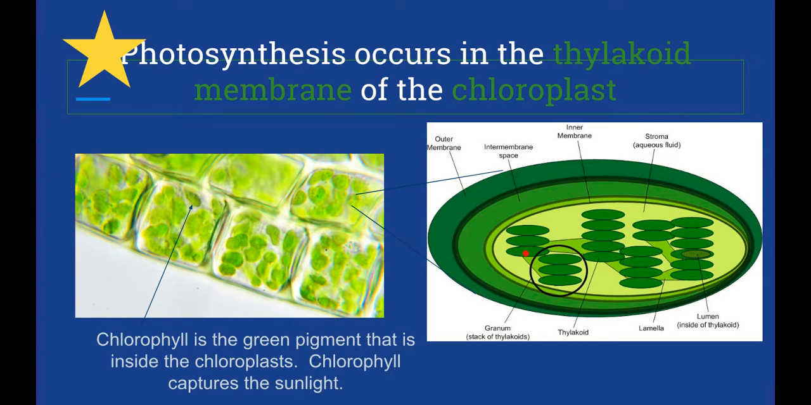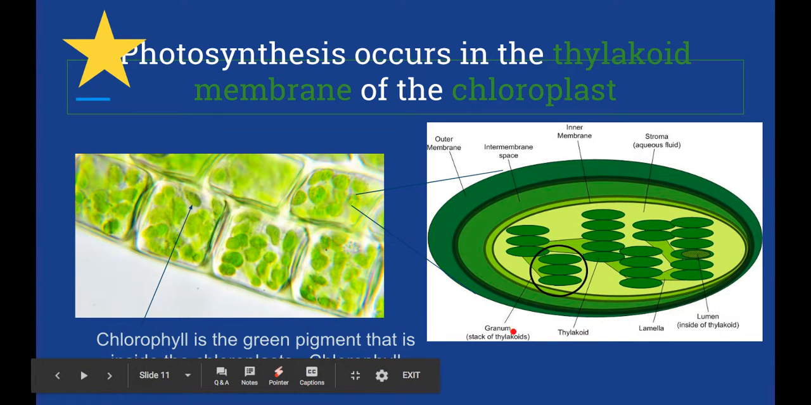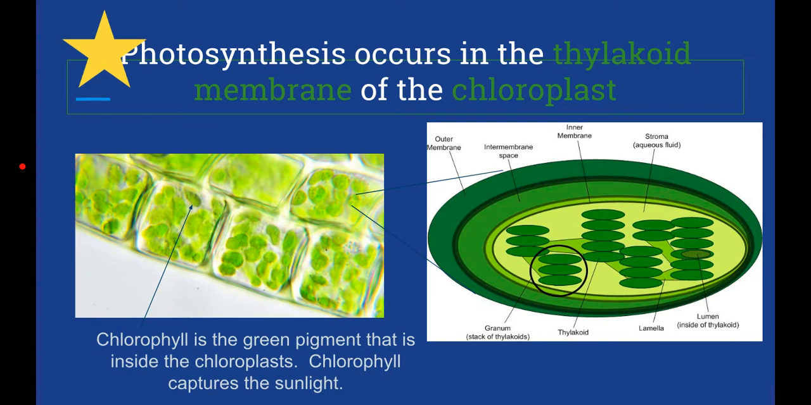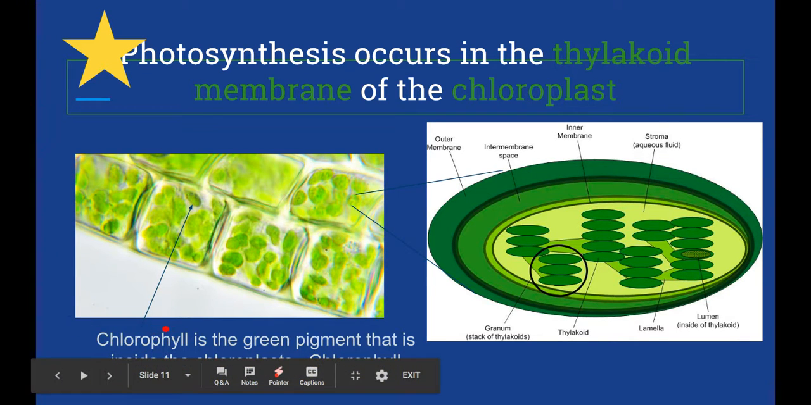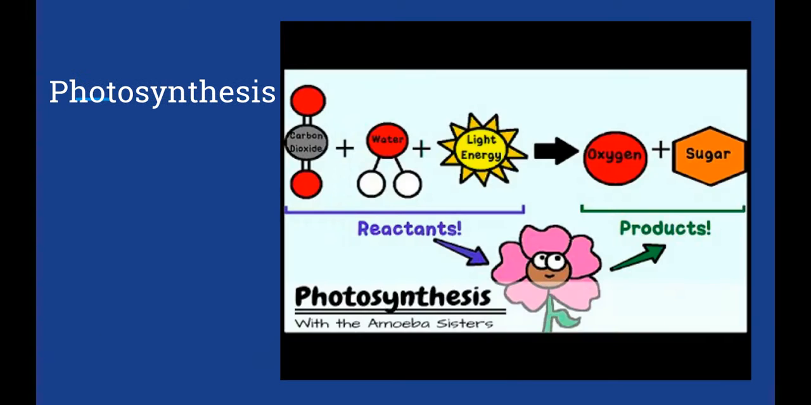The chloroplast is the site of photosynthesis, and chlorophyll is the green pigment contained in the chloroplast that captures the sunlight. So chlorophyll is the green stuff that's inside the chloroplast that captures the sunlight.